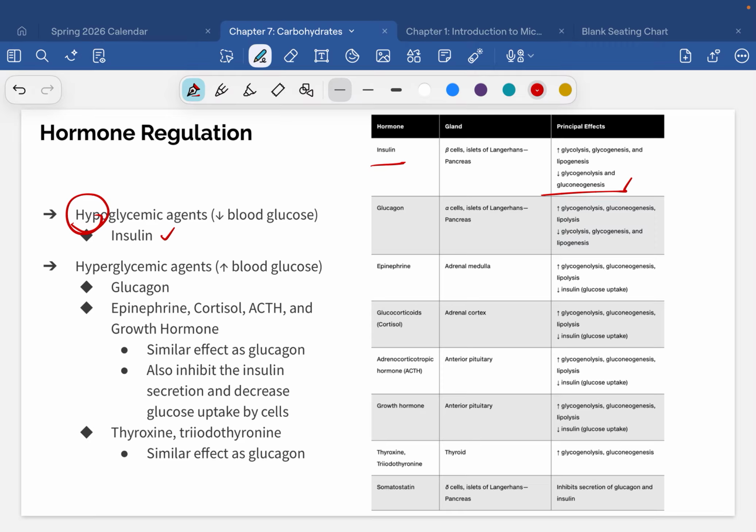Okay, now hyperglycemic is exactly the opposite. Hyper means high. I know hypo also starts with high, but hypo rhymes with low. Hypo is low. Hyper is high. Like when somebody has hyperactivity, or they're hyper, it means high activity. Hyper is always going to mean up, or excess, or lots of. So hyperglycemic agents are agents whose major job is to increase blood glucose. These are going to be things like glucagon. We talked about glucagon on the last slide. This is our major one. When we're talking about increasing blood glucose, glucagon is going to be our big one.